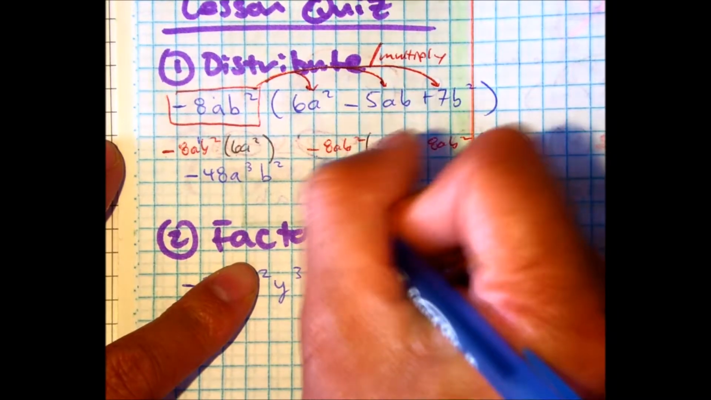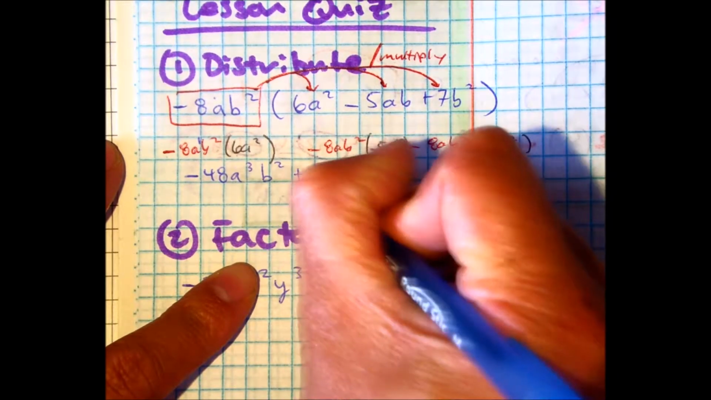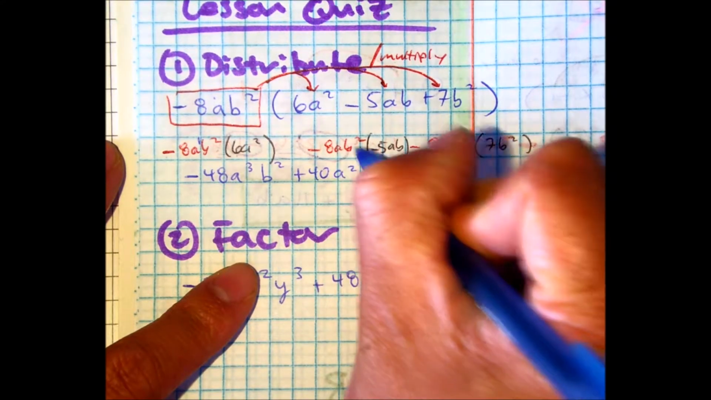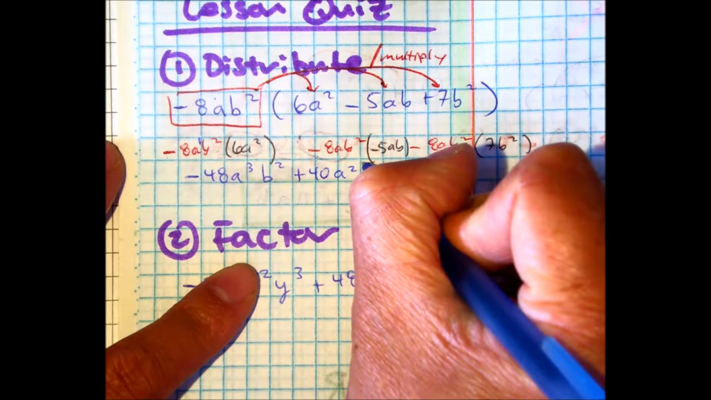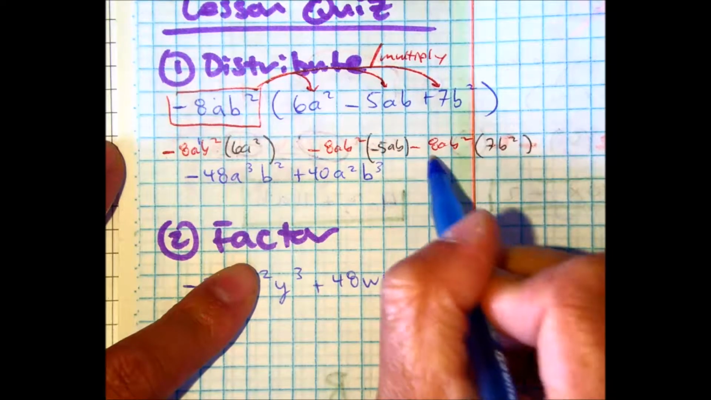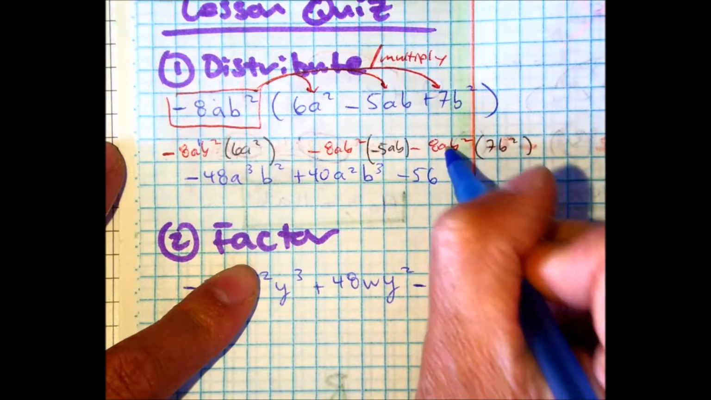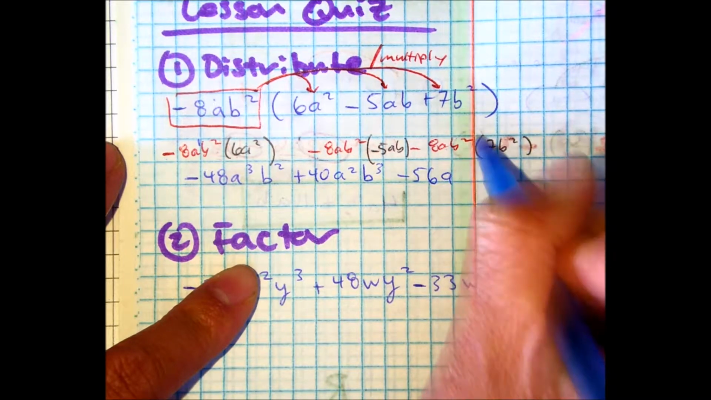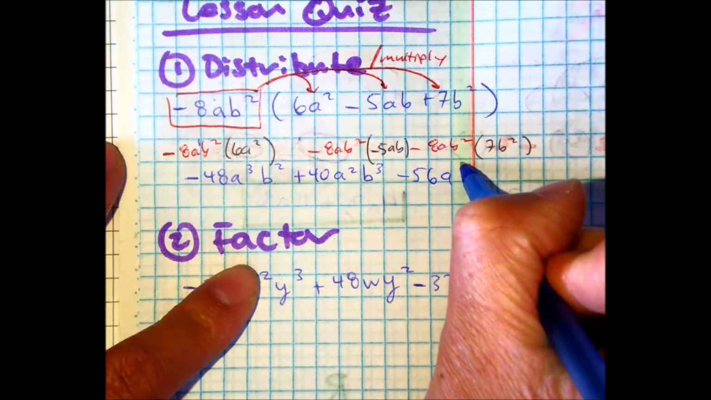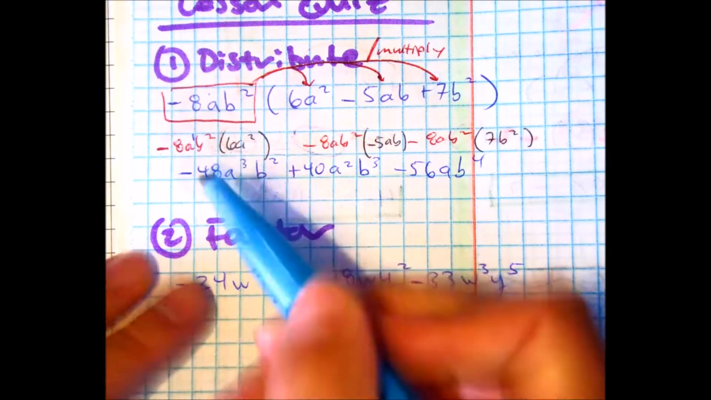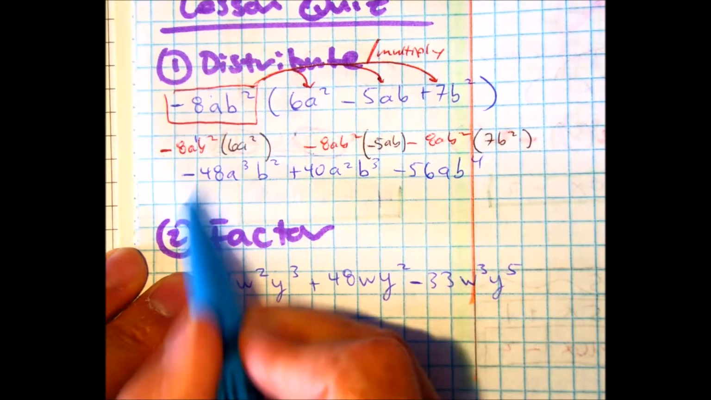Negative 8 times negative 5 is positive 40. A times a, b squared times b, cubed. Negative 8 times 7, a times, and then b squared times b squared is b to the 4th. So my answer is here.